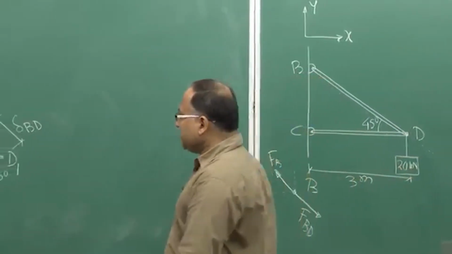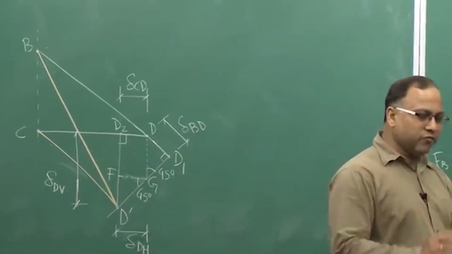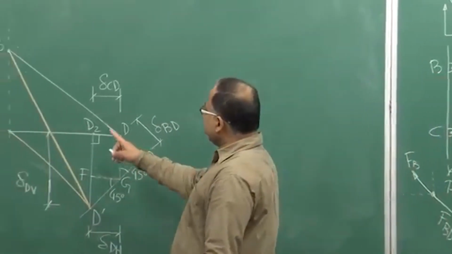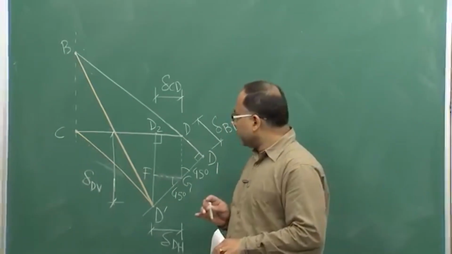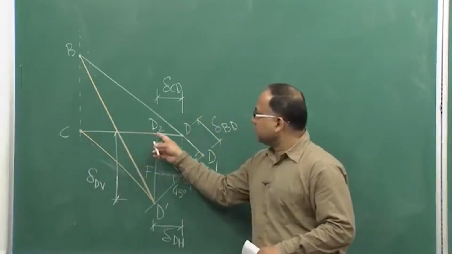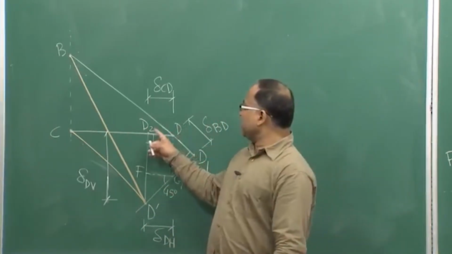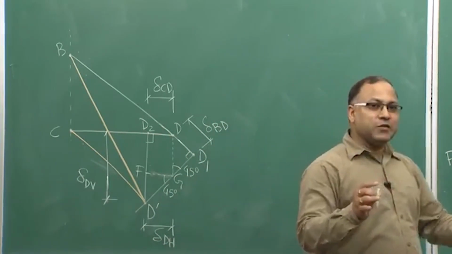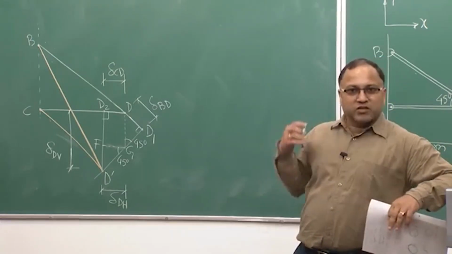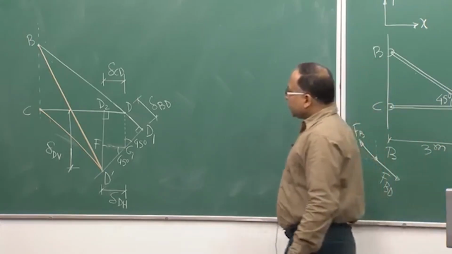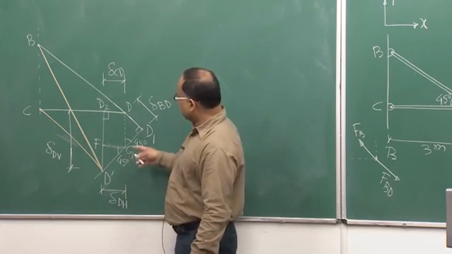Similarly, if CD is not in the assembly, if CD is free to deform, then this CD will be compressed under the action of FCD, and it will take the position CD2. So, D will be shifted to D2. Now CD2 is the compressed member if we are allowing free deformation of the members. D to D2 is nothing but your delta CD.